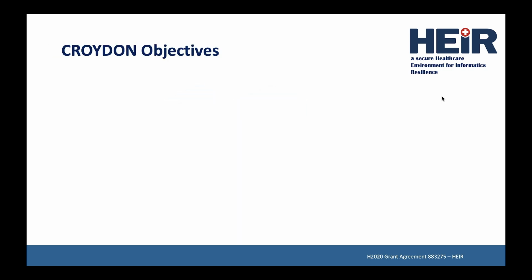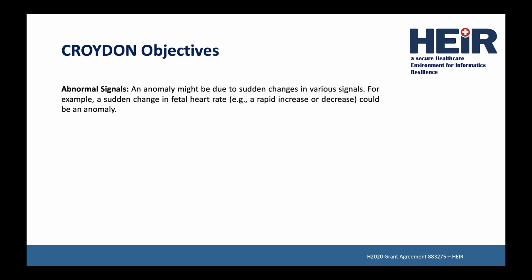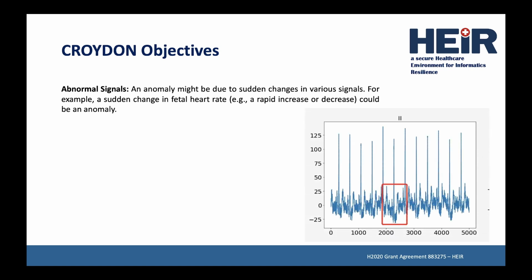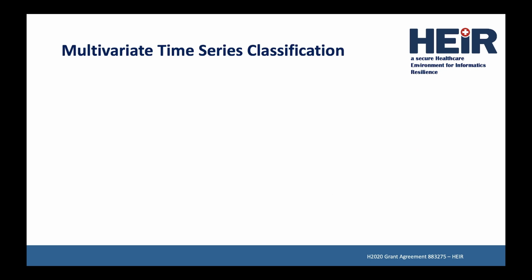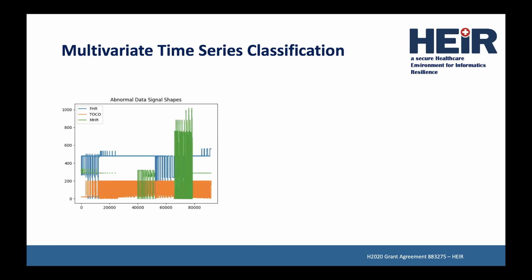The main objective is to capture abnormal signals. Anomalies result from abrupt signal changes, like rapid shifts in fetal heart rate. The goal is to detect these irregular patterns, which can manifest as swift signal deviations. Since the Croydon use case involves labeled data and aims to identify abnormal signals, it necessitates multivariate time series classification.